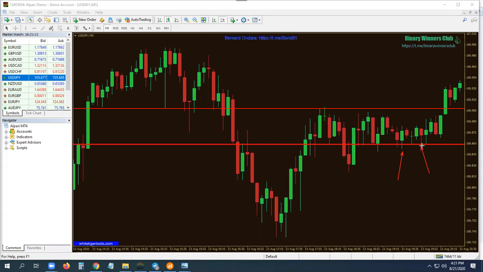Look at this. Reject support. Next candle also comes and touches support. Now my entry will be here. And my expiry would be that candle.